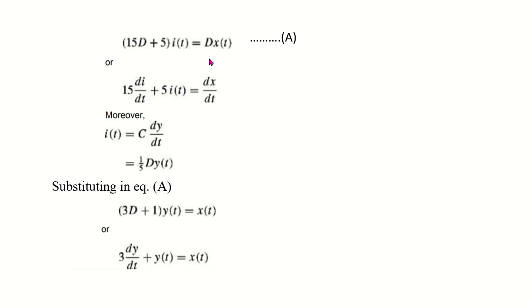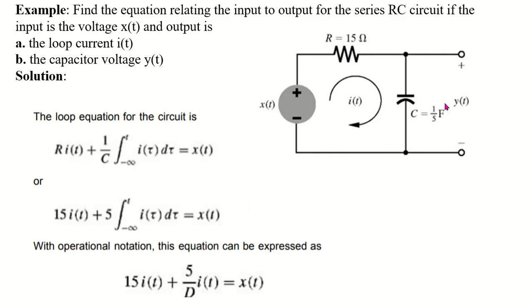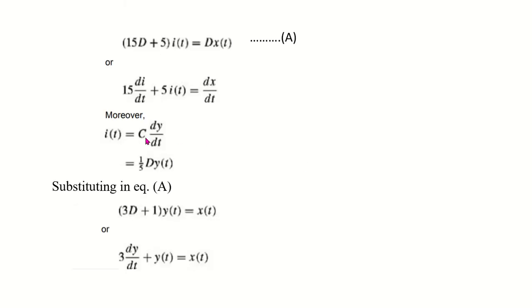And again, since we use d as the operational notation, if we replace this by its original notation, that is d by dt, this can be written as 15 d by dt of I plus 5I equal to dx by dt. And since I can be written in terms of the voltage across the capacitor as I equal to C dV by dt, or since the voltage across the capacitor here is taken as y, this can be written as I equal to C dy by dt, which is equal to 1 upon 5 dy(t).